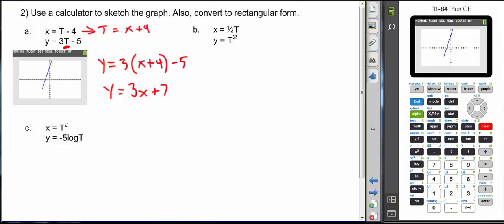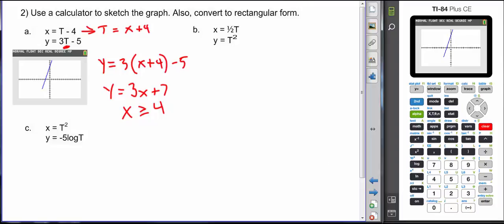And so that gives us y equals 3x plus 7. Now, one other thing we should probably mention again, just real briefly, is this graph actually doesn't extend infinitely to the left. We have a bit of a restriction there. Our least value that we would have for x would be when time is equal to 0. So x is going to have to be at least 4.